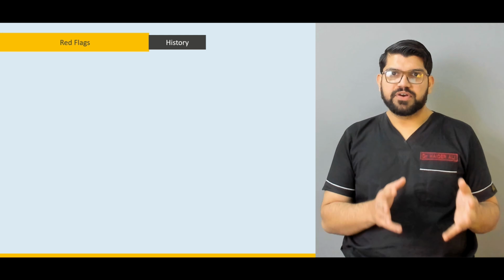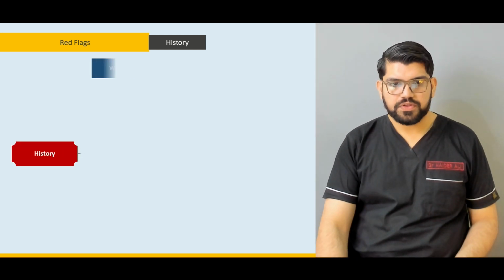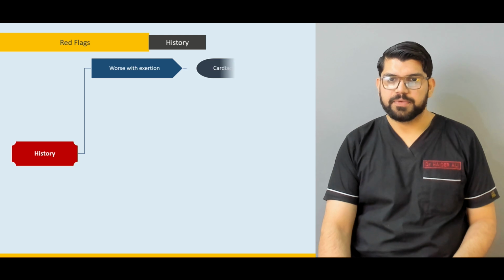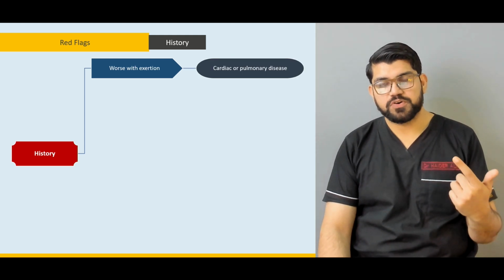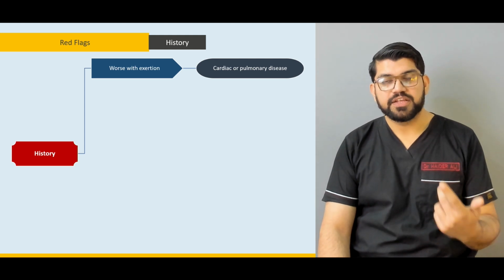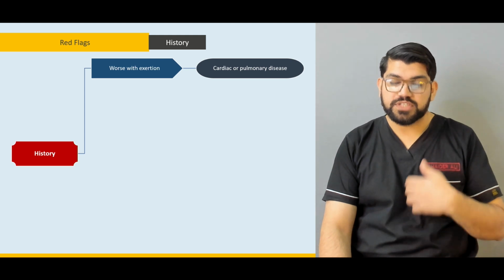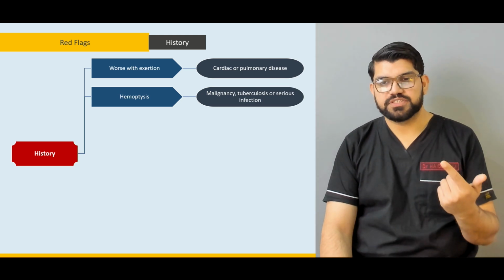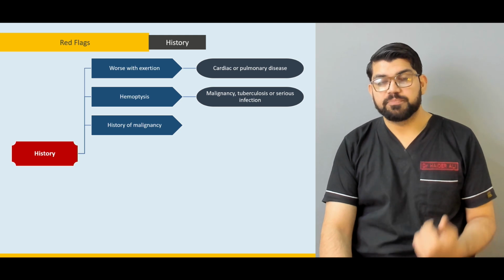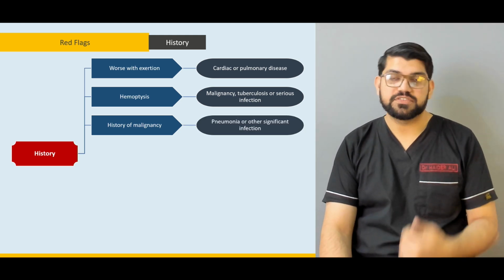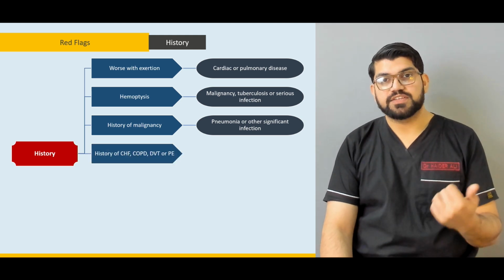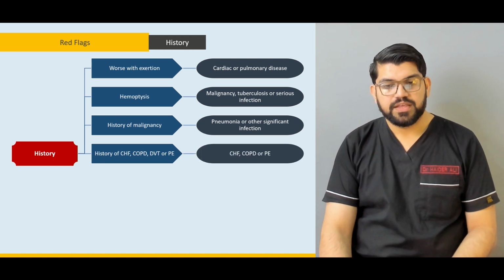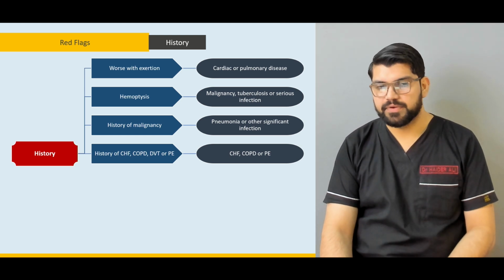So moving on, let's summarize what we have studied in history. Worst with exertion. In the previous questions, I told you to think of cardiac and pulmonary disorders, which include acute coronary syndromes, acute exacerbation of asthma, and COPD. There are multiple things you need to think of in a patient who gives a history of shortness of breath on exertion. Hemoptysis: malignancy, tuberculosis, and serious infection. History of malignancy, pneumonia, or other significant infection, for example, pulmonary embolism. History of congestive heart failure, chronic obstructive pulmonary disease, deep venous thrombosis, or pulmonary embolism: think of congestive heart failure, COPD, and pulmonary embolism.